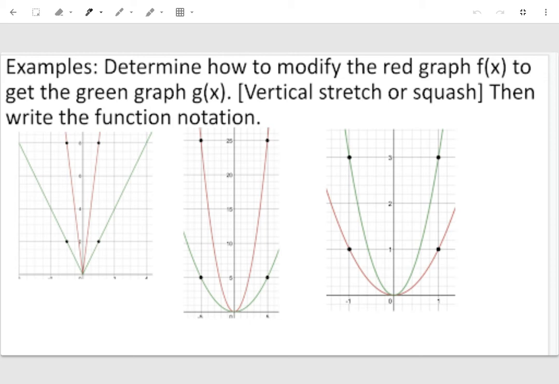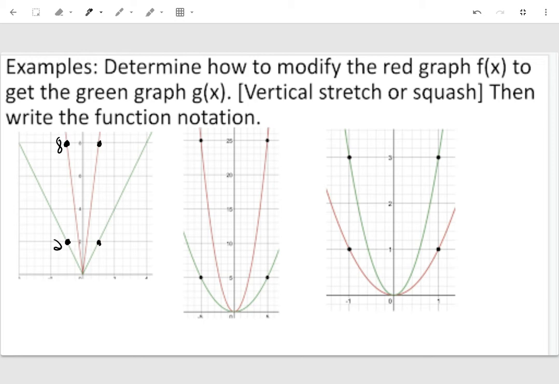So examples: determine how to modify the red graph f of x to get the green graph g of x, then write the function notation. We want to go from red to green. Let's take a look at a couple of points on the graph. Notice this is going to be a vertical stretch or squash. In this case, red to green, vertically, it looks like we go from 8 to 2.